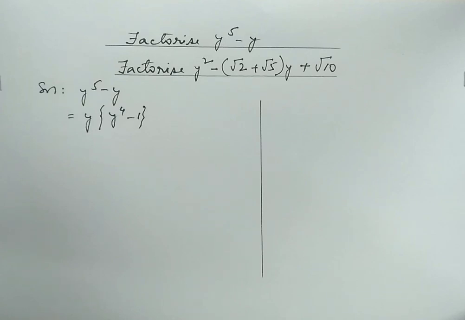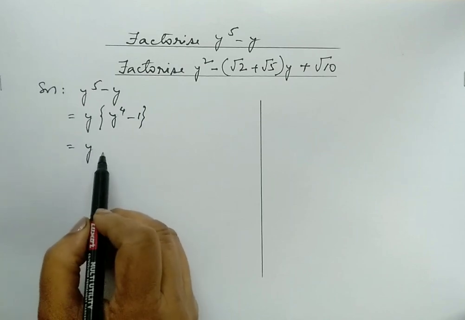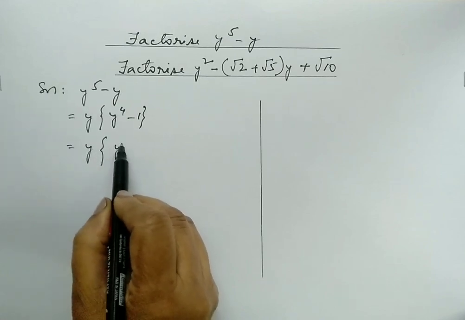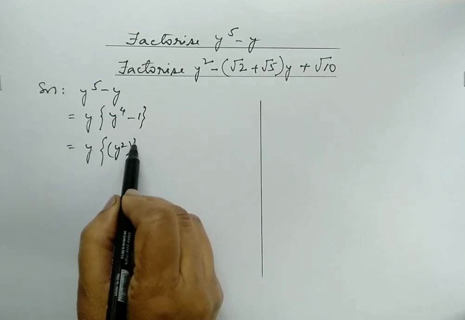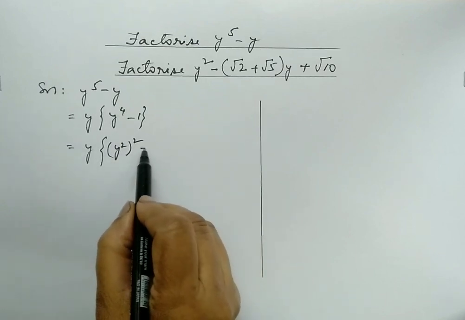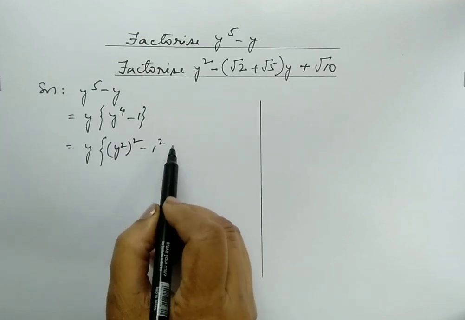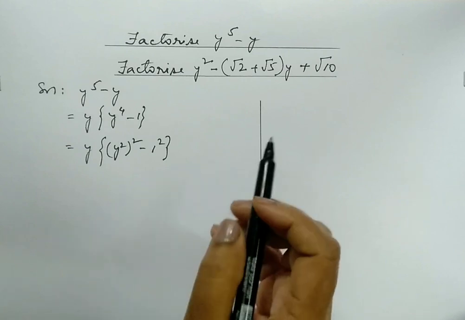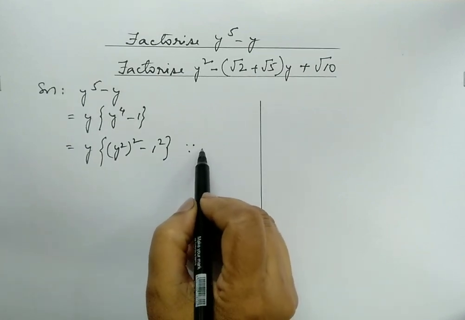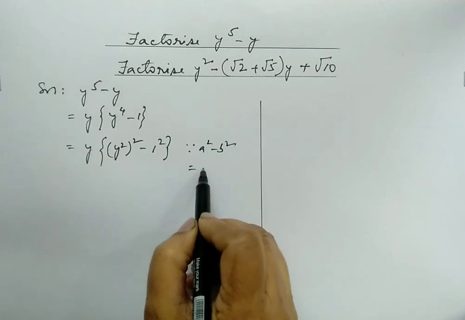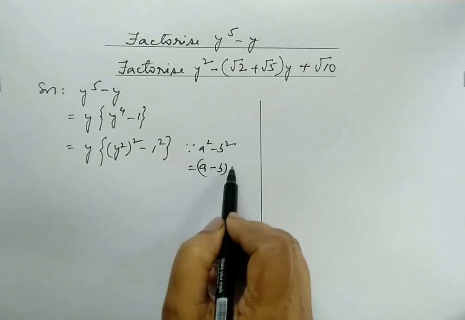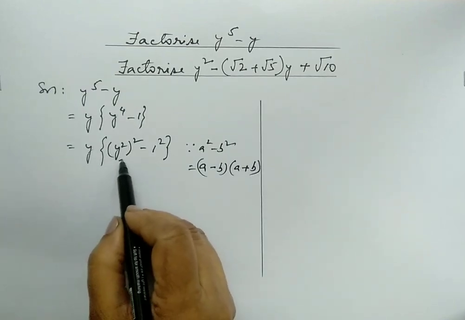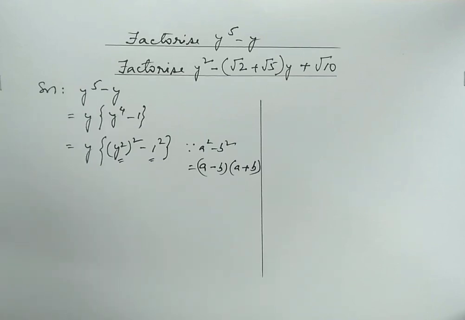Now, what next? y is one of the factors, clearly. What about the rest? Can we do this? For y to the power 4, and for this, we can right away write 1 square. Now, we know that a square minus b square is equal to a minus b times a plus b. Alright guys? So we have our a this and b this.